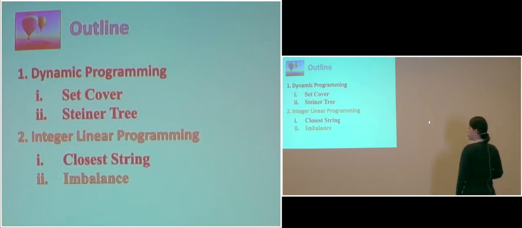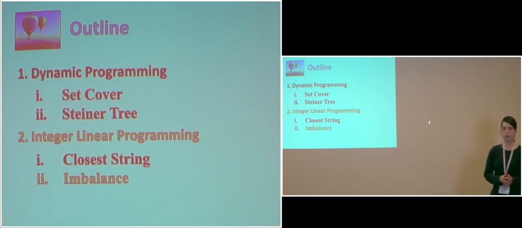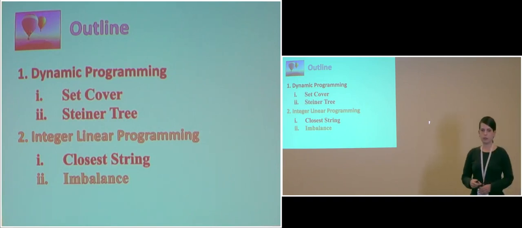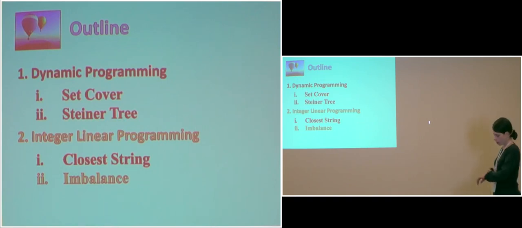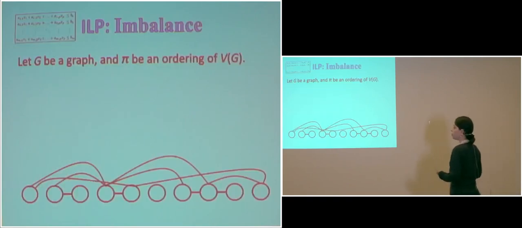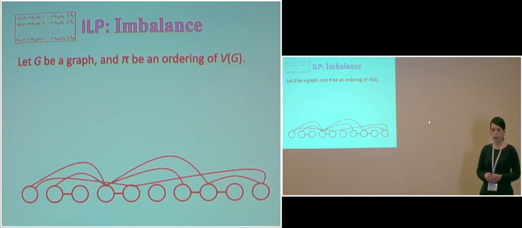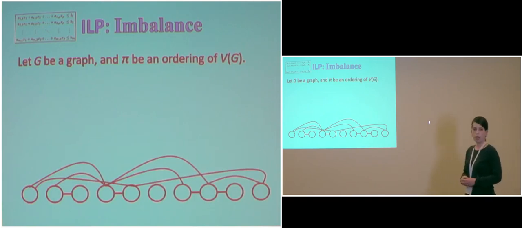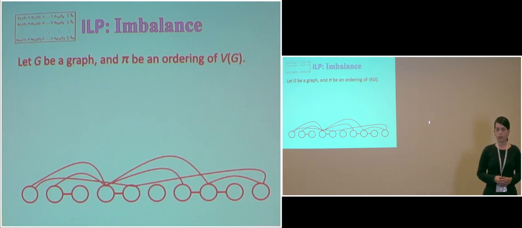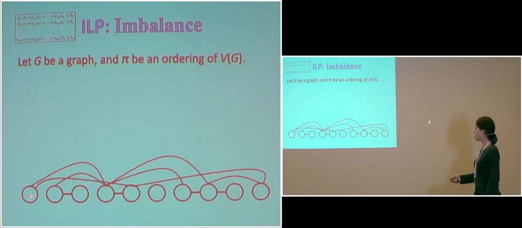Okay, good. So this was our first example, and now let's go to another example of ILP. So our next example will be the imbalance problem. In the imbalance problem, in order to present it, I first need to give you a few simple definitions before we say what our problem is. So suppose we have a graph G, and we have some ordering pi of the vertices of G, and here are the vertices ordered from left to right, small to large.